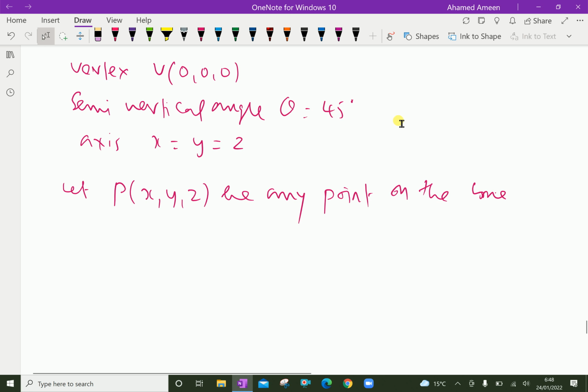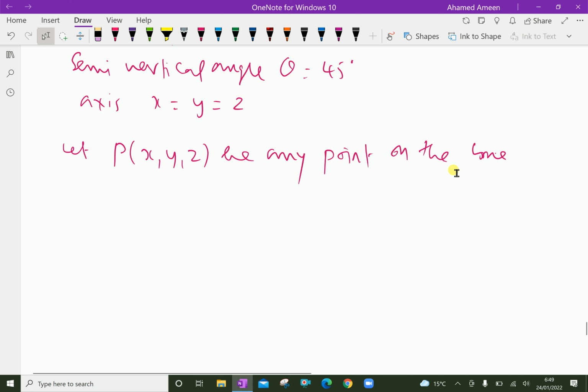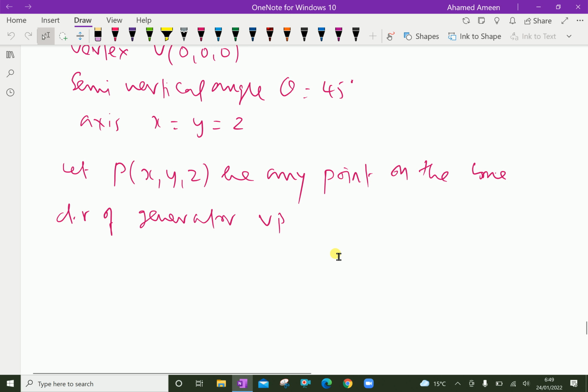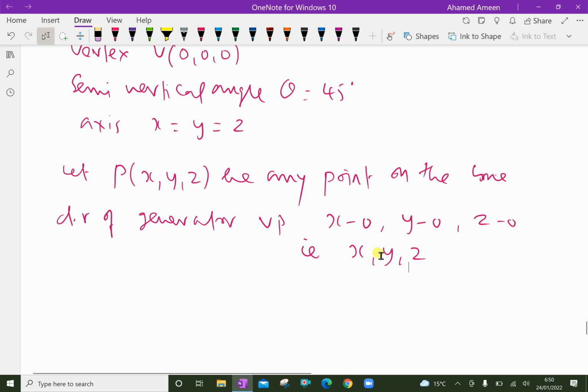Now here the axis is given x equal to y equal to z, therefore the direction ratios of generator VP, that is from your vertex to the point P, are x minus 0, y minus 0, and z minus 0, because the axis passes through origin. Therefore, we can see it is x comma y comma z. Here, the generator VP makes an angle of 30 degrees with this line.